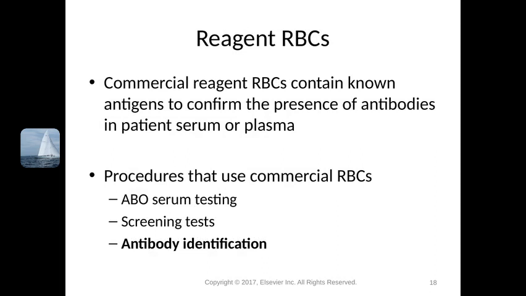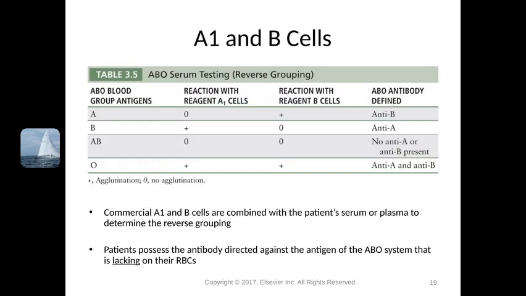So reagent red cells, these have known antigens. These will confirm the presence of antibodies in the patient's serum or plasma. So procedures that use this are blood type serum testing, our screen tests, and our antibody identifications. So our A1 and B cells will combine with the patient's serum or plasma to determine the reverse grouping.